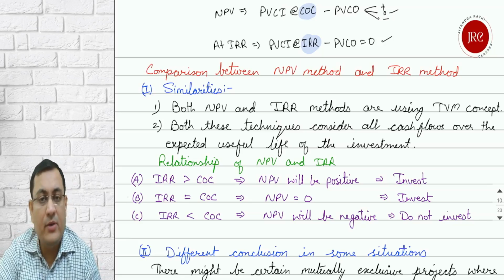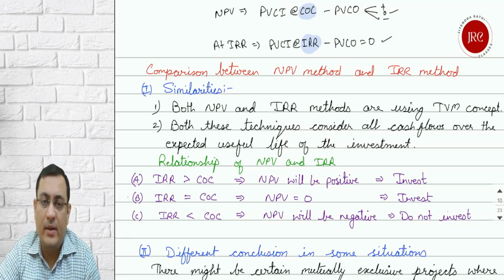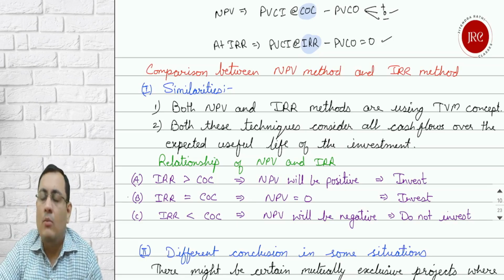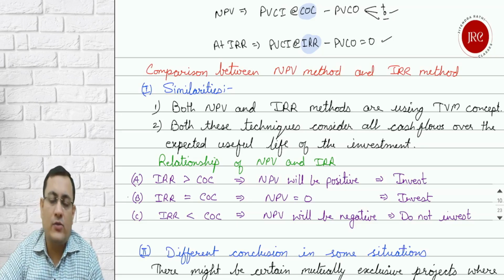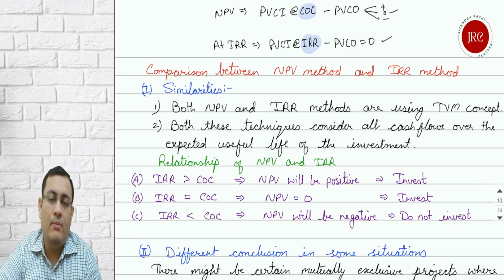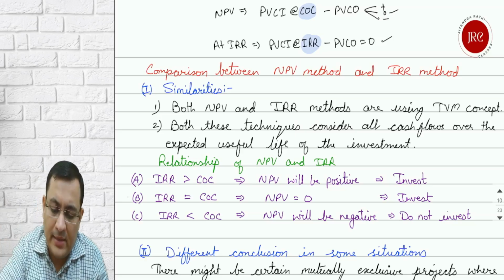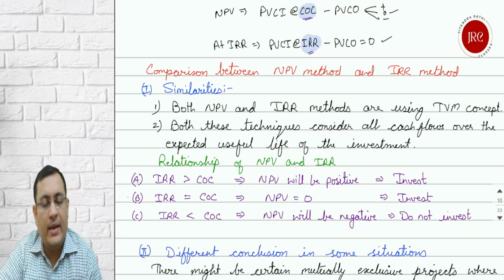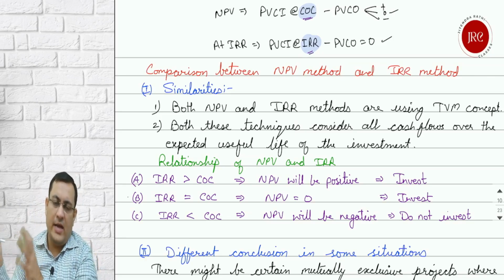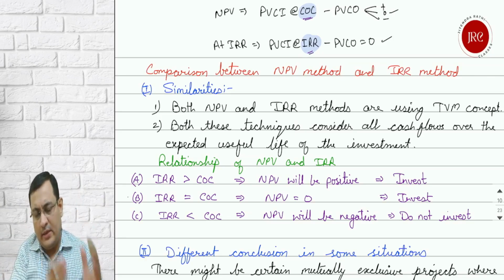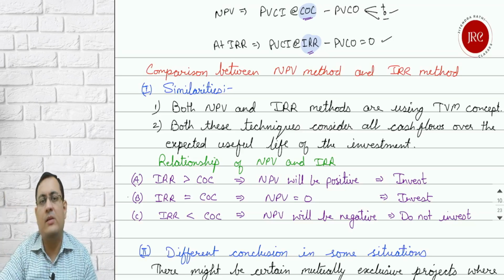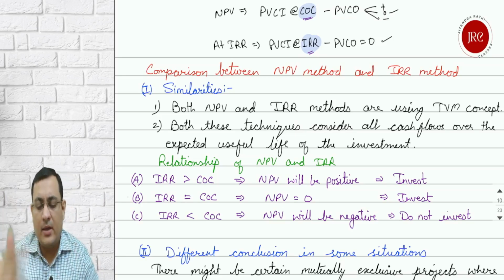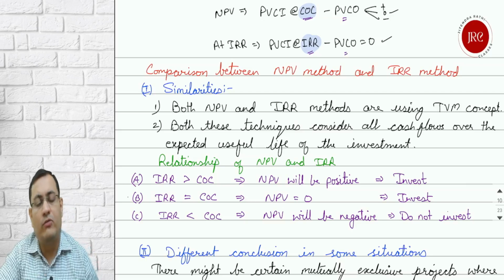When I say comparison between NPV and IRR, let's first understand the similarities. Similarities are very easy. First thing, both techniques are based on time value of money. So both are using discounting concept. All future cash flows in both the techniques are getting discounted by a rate. In case of NPV by COC, in case of IRR by IRR rate. And then all the future cash inflows are brought to the T0 level, that is the point where decision is taken, and that value is called PVCI, present value of cash inflow. And then it will be compared with PVCO, that is present value of cash outflow.